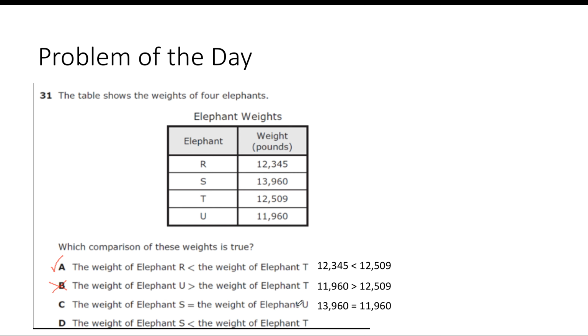The weight of elephant S, I see that that's 3,960. I wrote that here. Is equal to, this is our equal to sign, is equal to the weight of elephant U. The weight of elephant U is 11,960. Are these two numbers equal? Remember, an equal sign means that the sides are balanced.